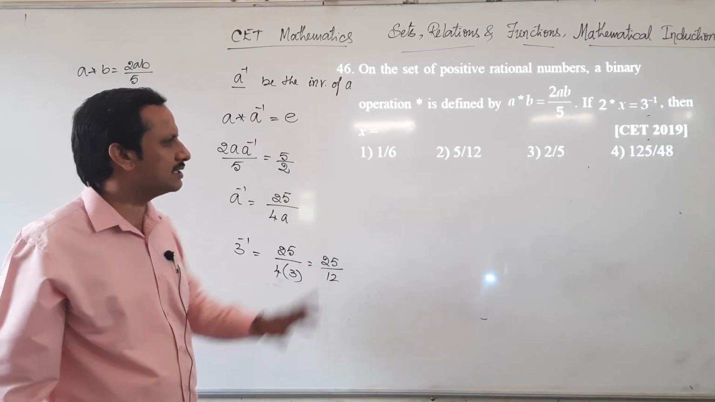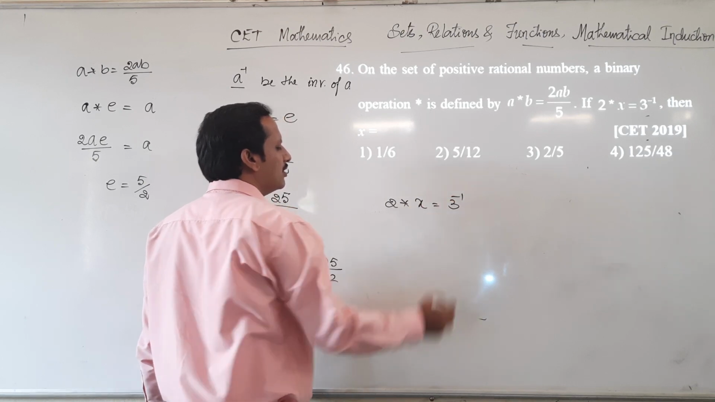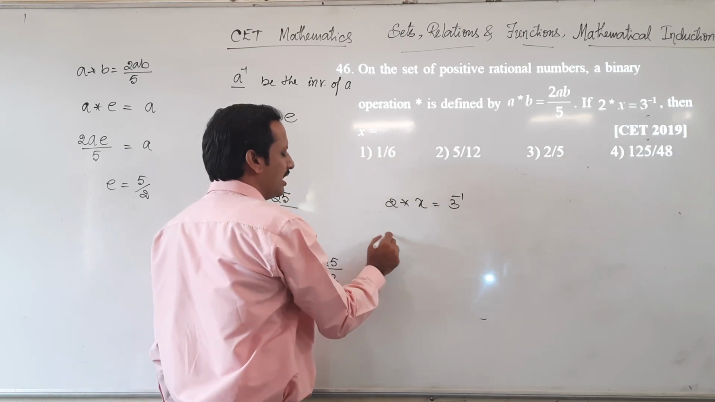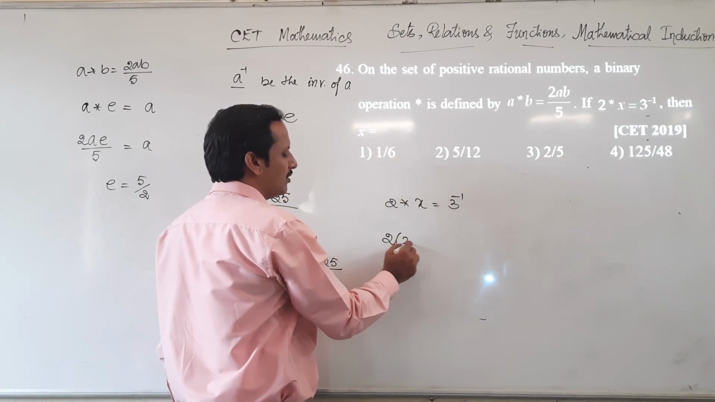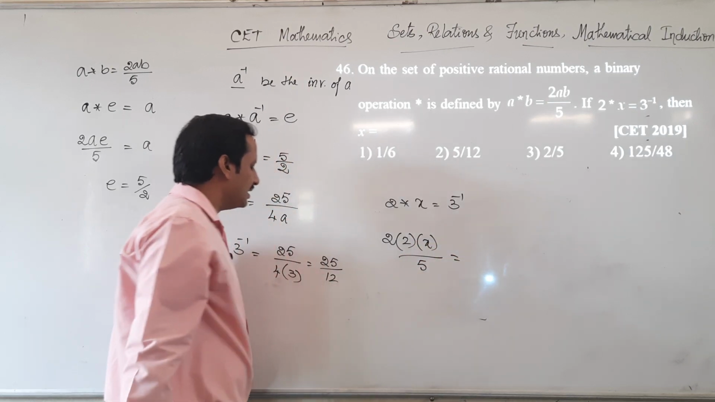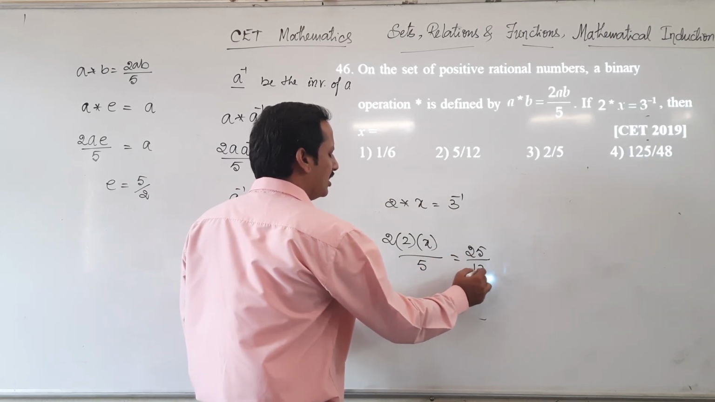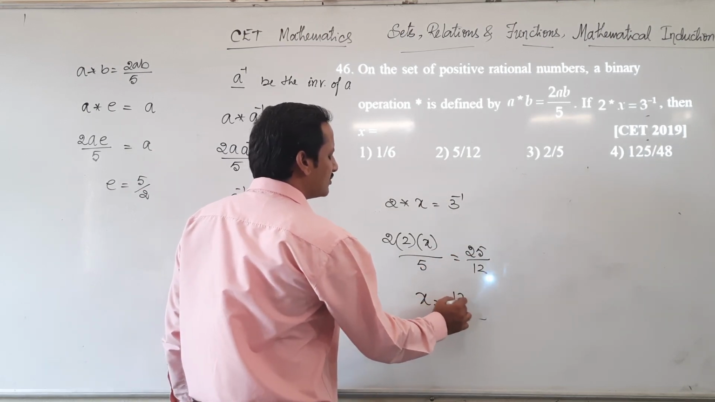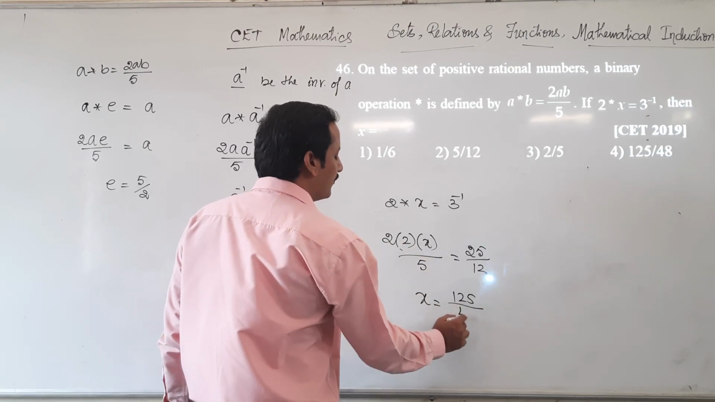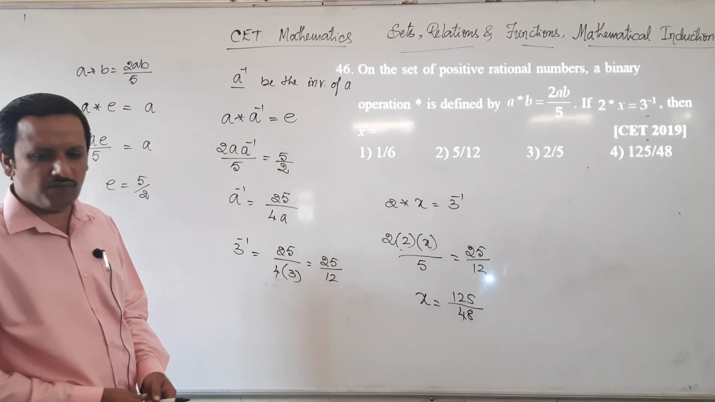Okay, so now let us look at that equation. We have 2 star x is equal to 3 inverse. A star b is defined as 2ab by 5, so 2 star x will be equal to 2 into x divided by 5. That's equal to 3 inverse, which we have already obtained, that is 25 by 12. Simplify this. x will be equal to 125 divided by 2 into 4 into 12, that is 48. So 125 by 48, which is the fourth option.